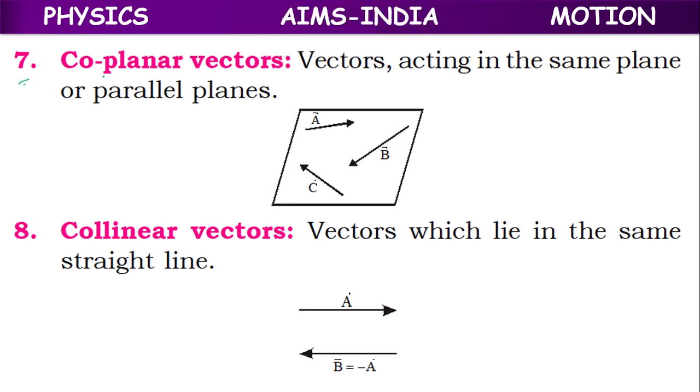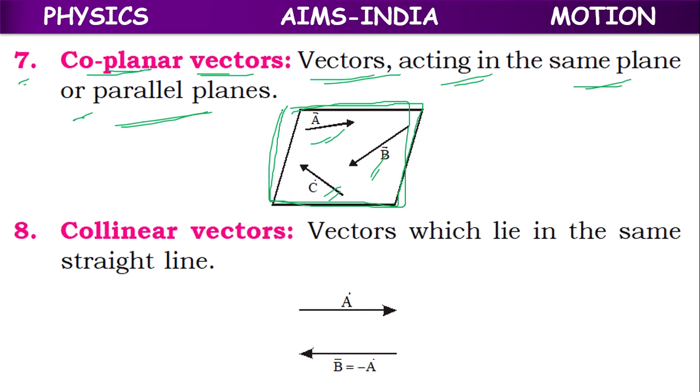Okay, children. Next, we have coplanar vectors. These are vectors acting in the same plane or parallel planes. If the vectors are acting in the same plane, though their magnitudes are different and their directions are different, but they are acting in the same plane, that's why they are called coplanar vectors.